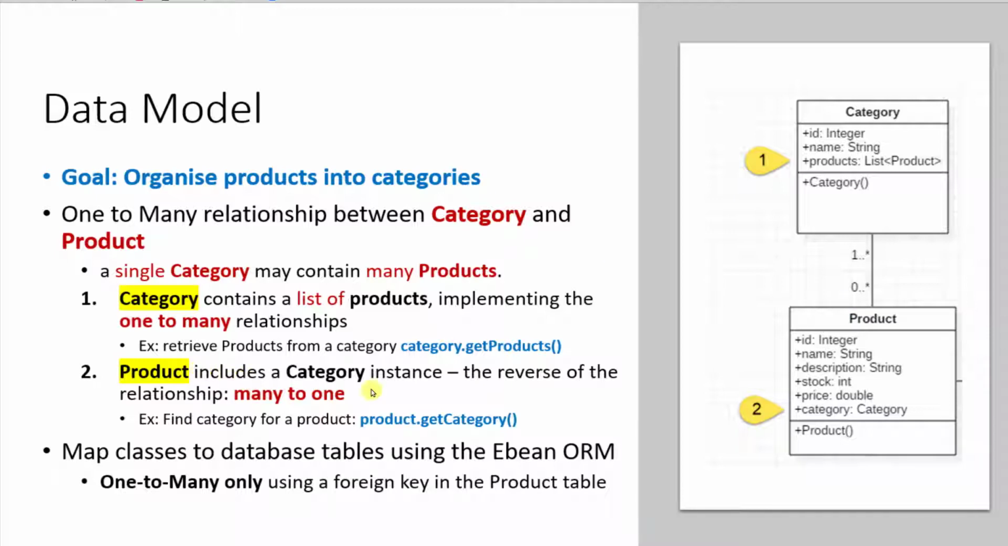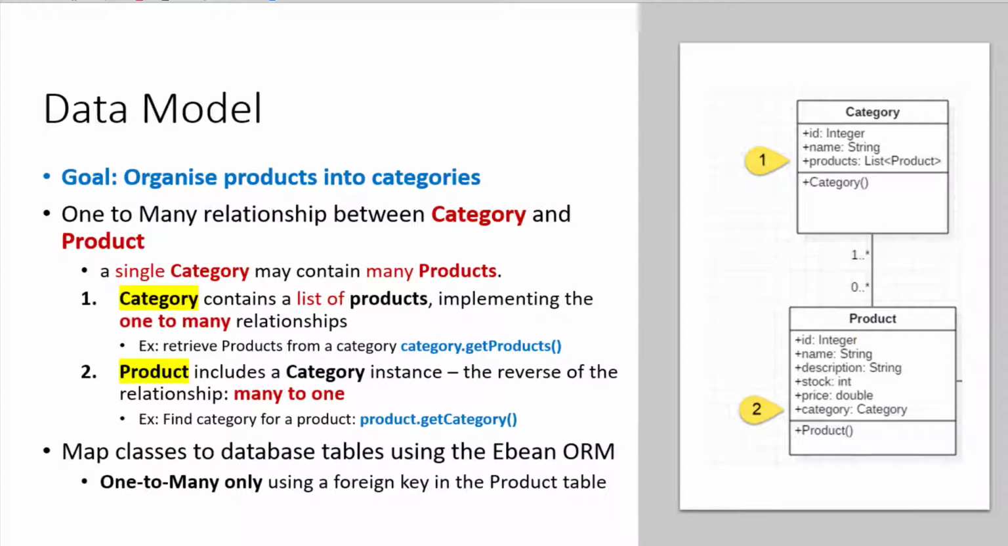Product also includes a category instance, and that's the reverse of the one-to-many. So we have a many-to-one relationship from product back to category, which is different from the usual database model that you might be familiar with. That allows us to call product.getCategory, and we can find the category for that product. Ebean maps that data model to a database. So database tables will be created from these classes, and that will implement the usual one-to-many relationship between database tables using a foreign key in product.